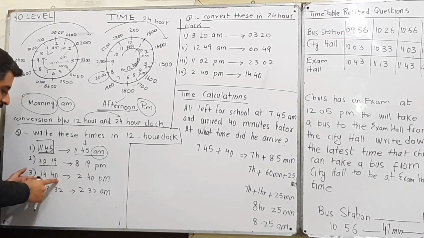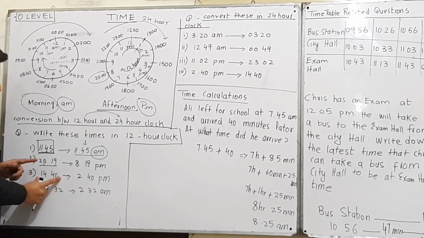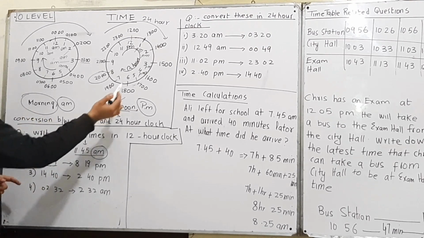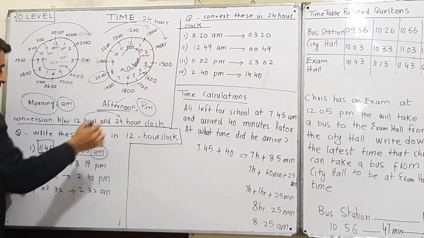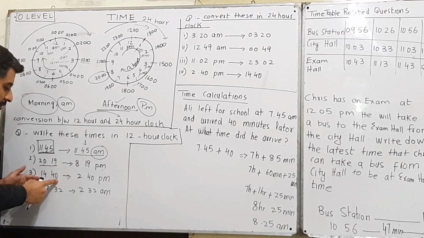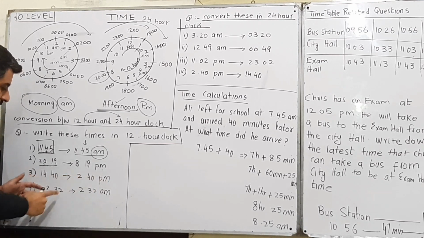Similarly 14:40, we don't have any AM or PM here. Now the indication is that it is 24-hour clock measurement, and because it is more than 12, then in 24-hour clock, when you exceed 12, it is 13, 14. So it is now 2:40 PM. 14 is 2, 40 is 40. So 14:40 is 2:40 PM.